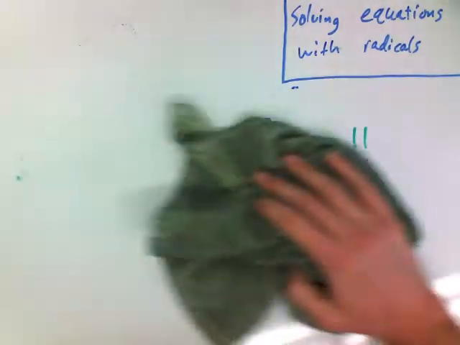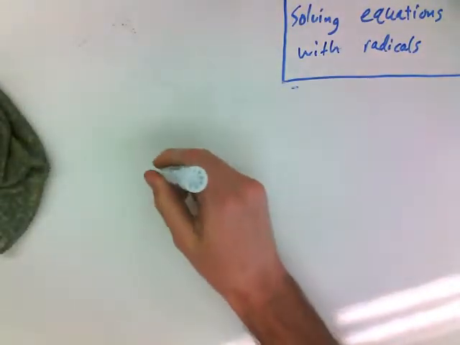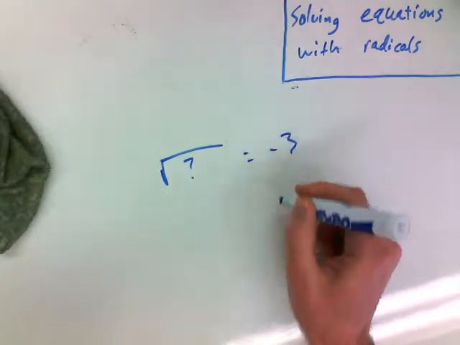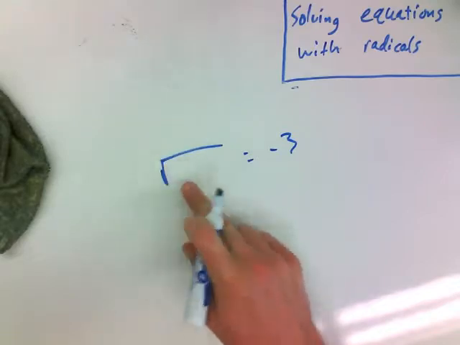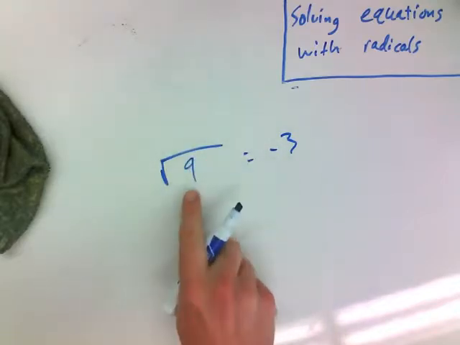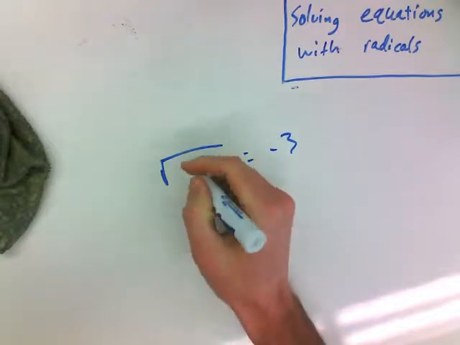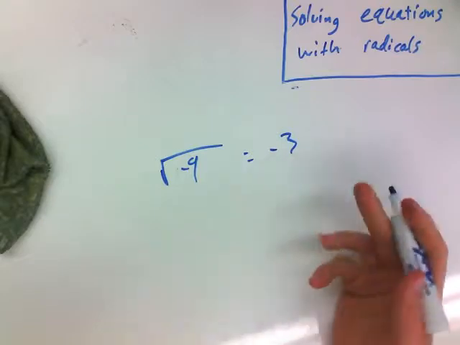Here's the weird case about it. The question is, what number would I have to square root so I'd get a negative 3? If I put a 9 in here, the square root of 9 is a positive 3, right? So I could try putting a negative 9 in here. Maybe that will give me negative 3. Try it on your calculator.